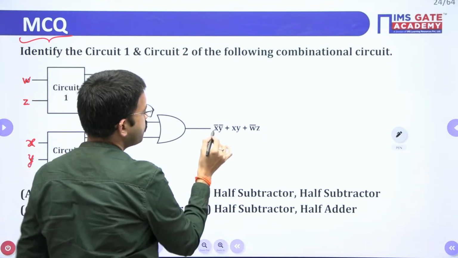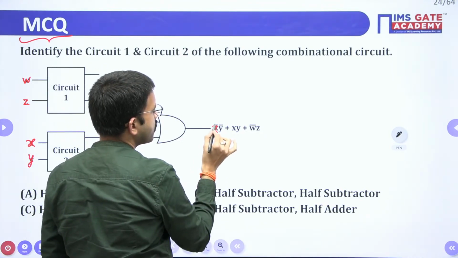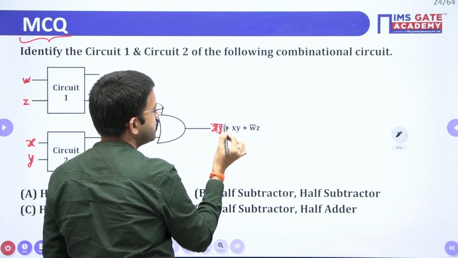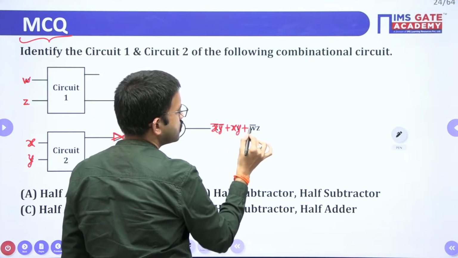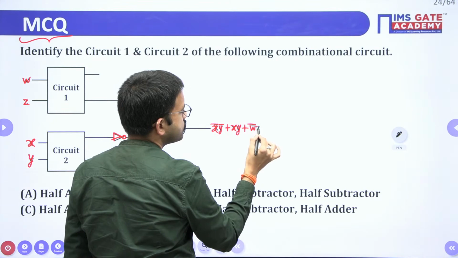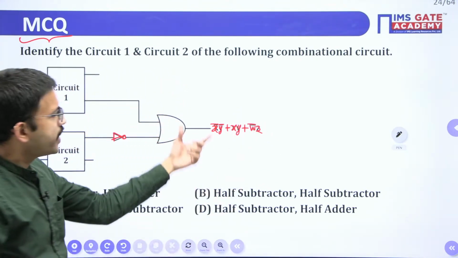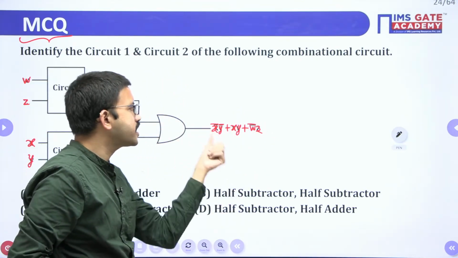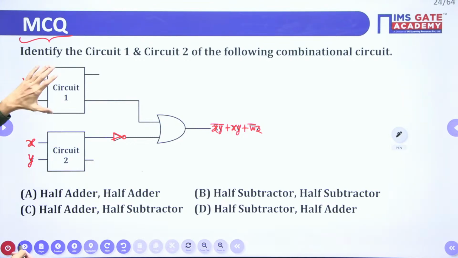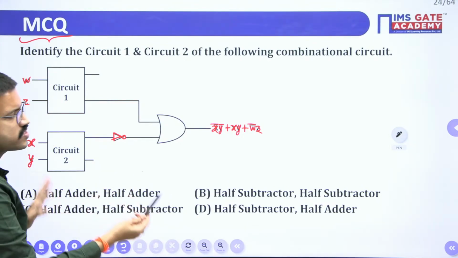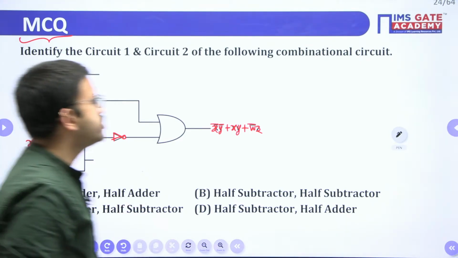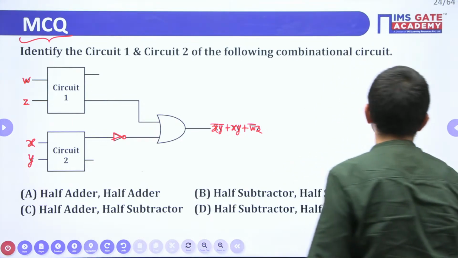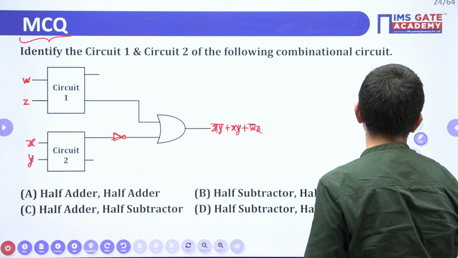And then here the final expression they have given is X bar Y bar plus XY plus W bar Z. In order to get this expression, you have to identify which one is circuit 1 and which one is circuit 2. Regarding that, they have given four choices. Anyway, since you are having choices, you can verify option by option. Whichever option gives the correct answer will be correct. So all of you give a try.